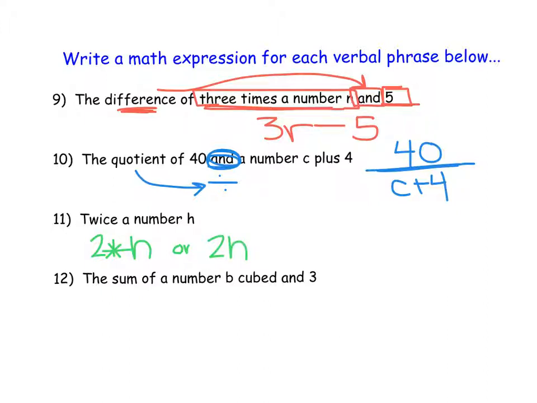And this last one here is the sum, so sum means plus sign, of a number b cubed and 3. So a number b cubed is b to the third power. Here's the 3, and we're putting the sum in between them. So again, it just comes down to breaking down what operation they're talking about and using the ands to figure out where that operation is going to go.